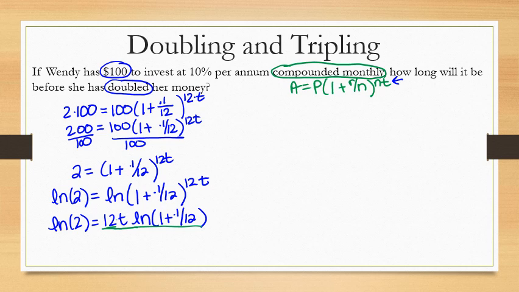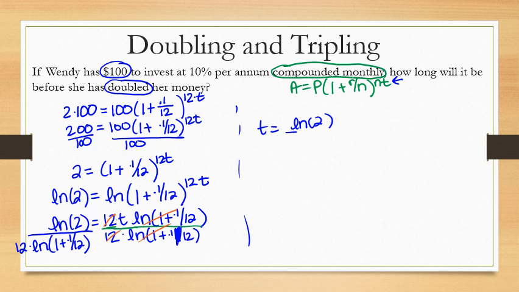So to get this t by itself, we'll divide both sides by 12 times the natural log of 1 plus 0.1 divided by 12. By doing that, that cancels out those pieces so that I'm just left with t on the left-hand side. Okay, so that means that t equals the natural log of 2 divided by 12 times the natural log of 1 plus 0.1 divided by 12. And when you substitute that into your calculator, you'll end up getting about 6.96 years.